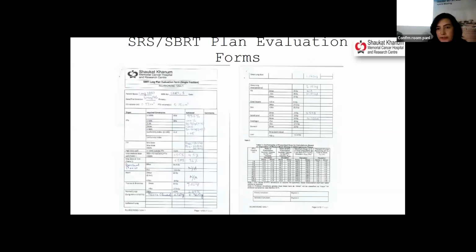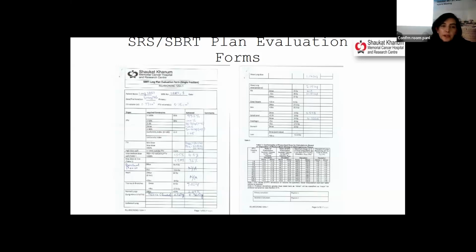So I mentioned the safety and evaluation form. I'm not sure we can see it really clearly, but these are the site-wise evaluation forms that we have developed, which have the prescription doses, the tumor volumes, the OAR doses. Consulting all these different documents, we have come up with a consensus and came up with these forms.